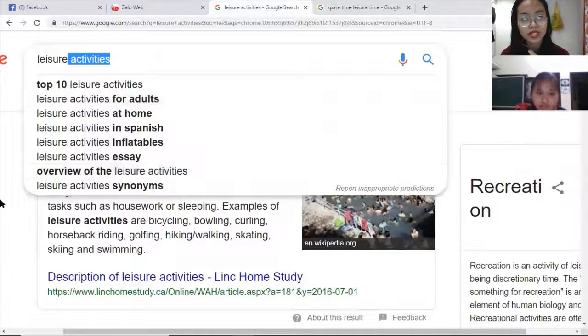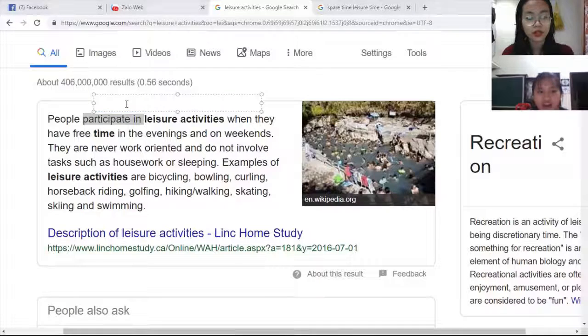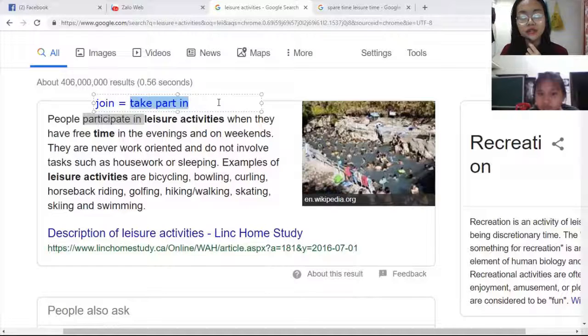This one, leisure activities: people participate in. Do you know participate in? No? Do you know the word join? Join in? Tham gia. Yes, okay, this is the same. Or take part in. Do you know take part in? Yes. Okay, take part in, and join.